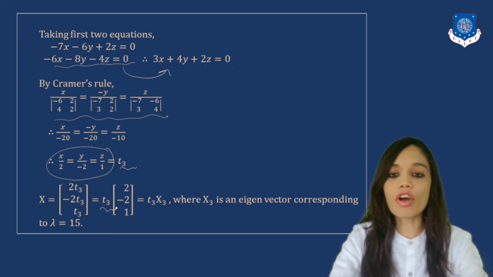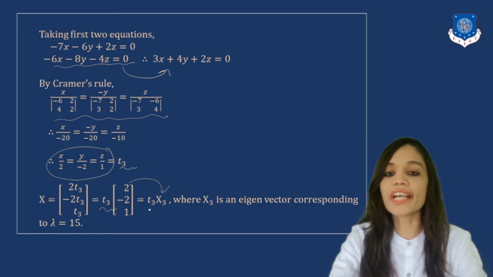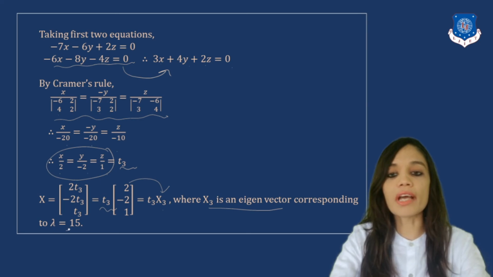Take out t3 common. So what you will get? 2, minus 2 and 1. Right? Assume this as x3. So you will get t3 x3, where our x3 is the eigenvector corresponding to lambda equal to 15.